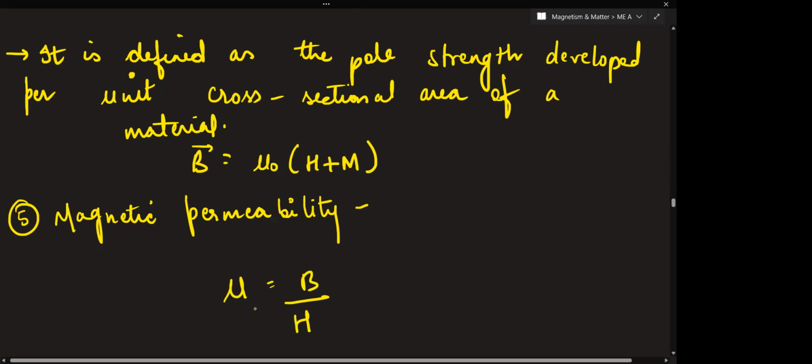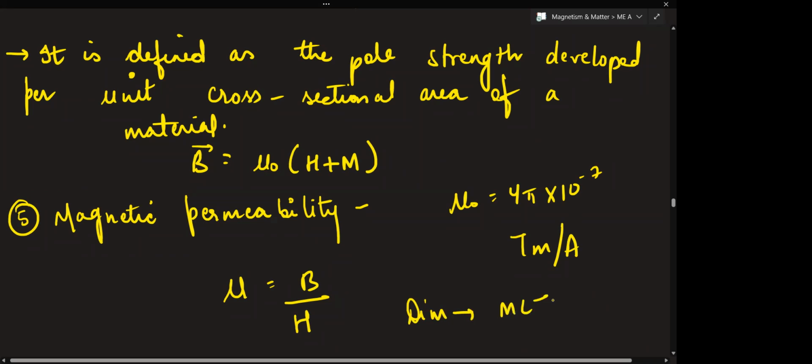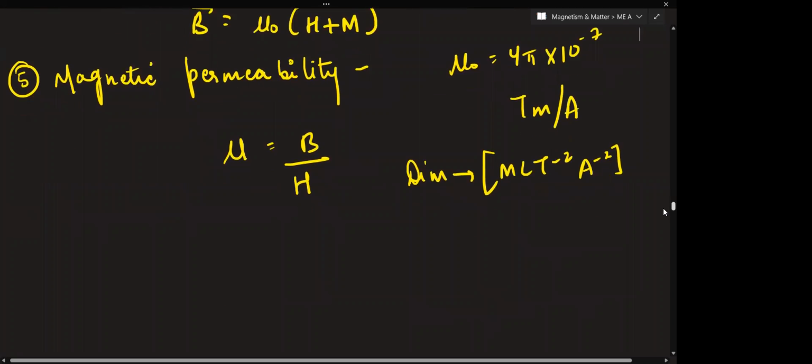So SI unit of permeability we already know. It's the same permeability, mu naught, whose value is 4 pi into 10 to the power minus 7. Same. Unit will be Tesla meter per ampere. And if you wish to know the dimensions, dimensions will be M L T to the power minus 2, A to the power minus 2 also, yes. This will be the SI unit. Now, this was magnetic permeability.